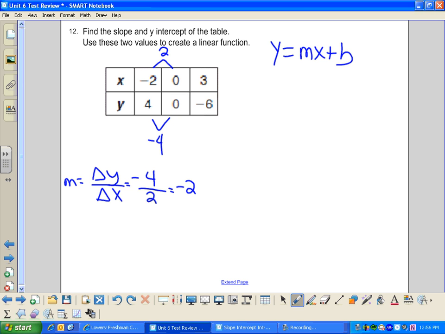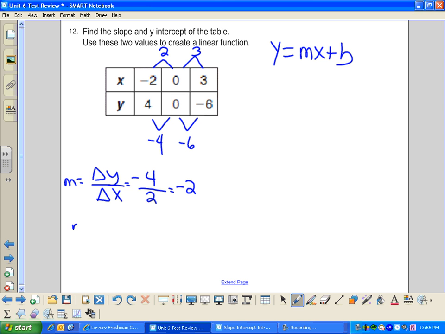I want to look at this case here. I've got 0 to 3. I'm adding 3. And 0 to negative 6, oh, I'm going down by 6. Wait a second. Those are different numbers. Well, let me check that slope and see if it's the same, because that change in y over change in x has to be the same for all the points in this table for it to be linear.